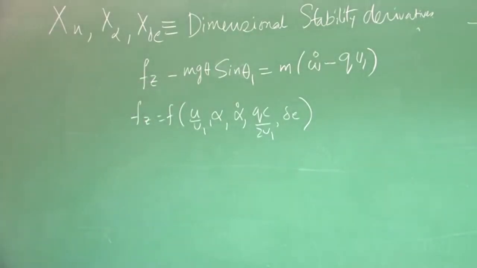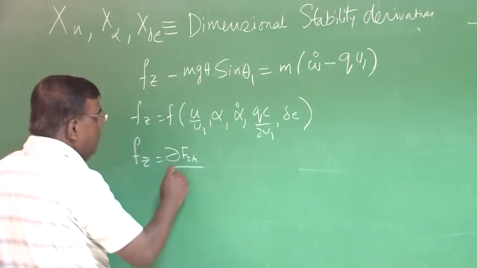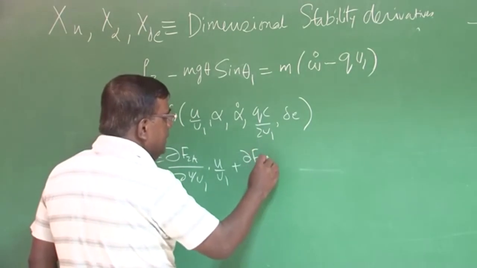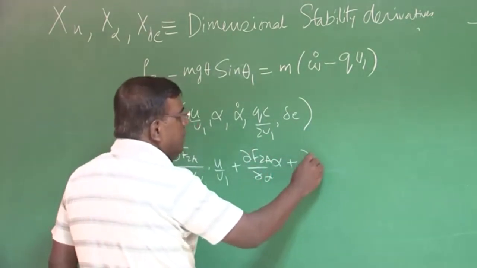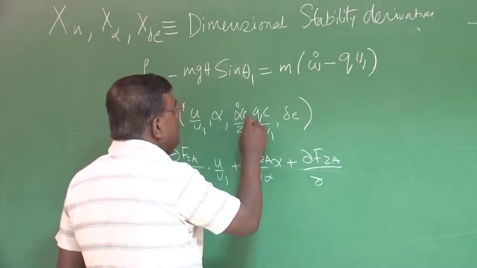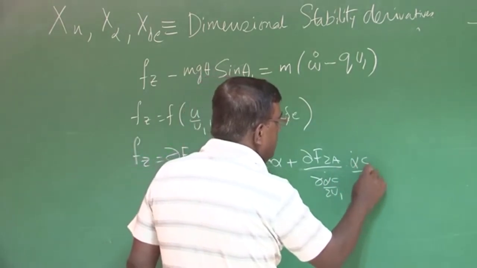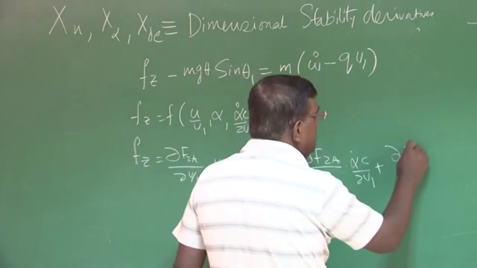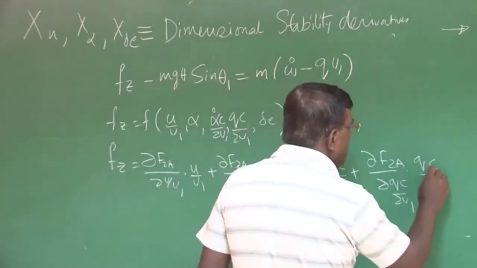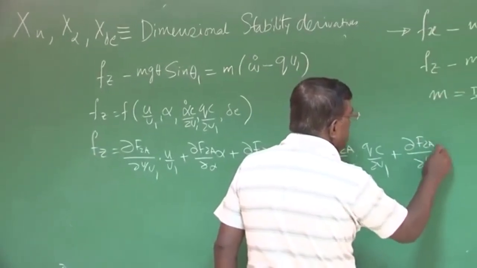Then I can write F_z as dF_zA by d(u/u1) into u by u1 plus dF_zA by d alpha into alpha plus dF_zA by d alpha dot, we'll non-dimensionalize this, so d(alpha dot c by 2 u1) into alpha dot c by 2 u1 plus dF_zA by d(q c by 2 u1) into q c by 2 u1 plus dF_zA by d delta e into delta e.